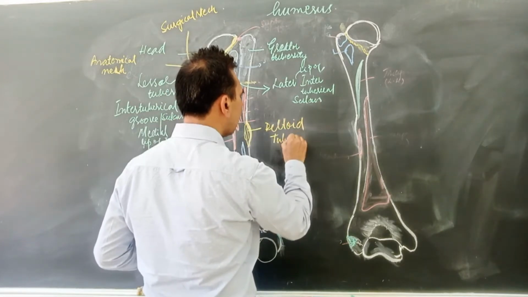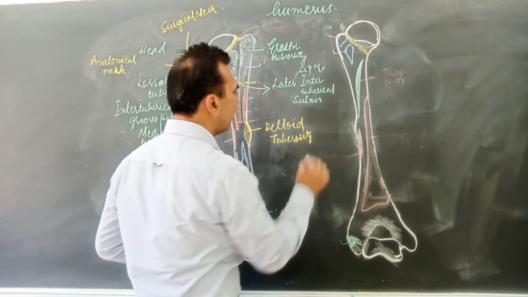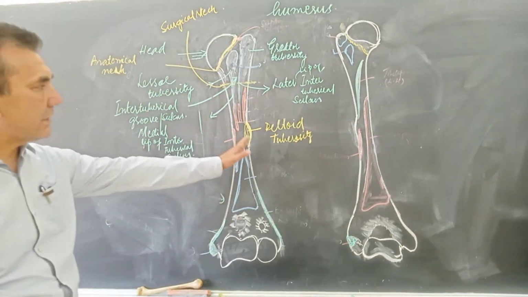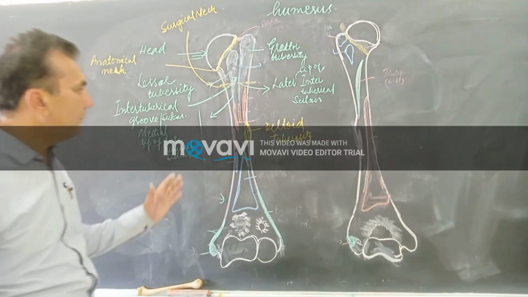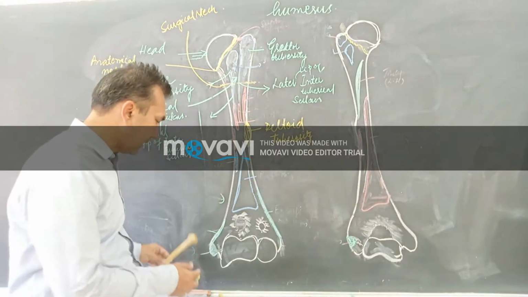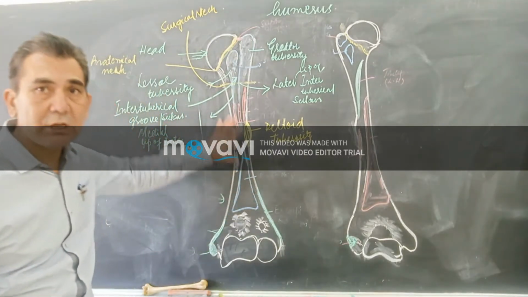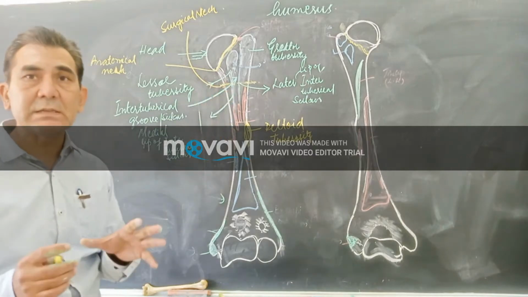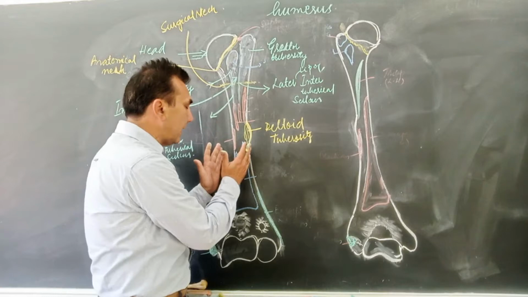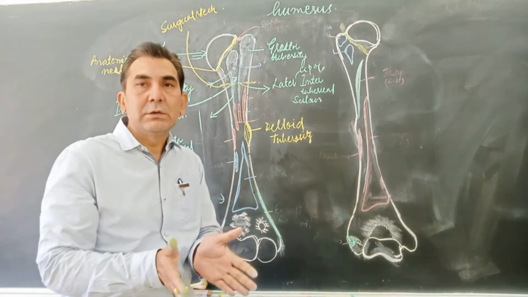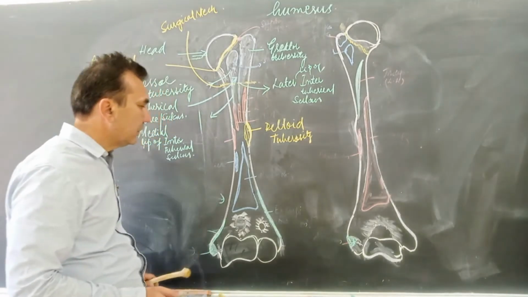The deltoid tuberosity is present on the lateral side of the surface of the shaft. If you go to the lower side, the upper portion is cylindrical and rounded, and triangular in shape, and the lower portion becomes a little bit flattened in shape.